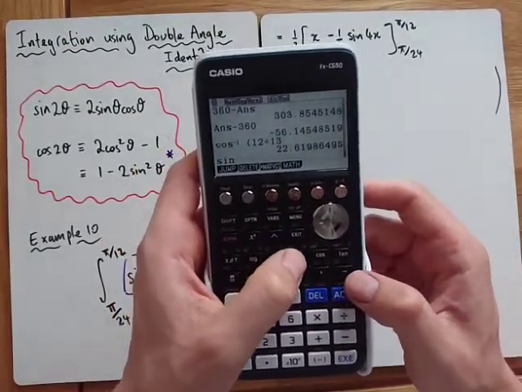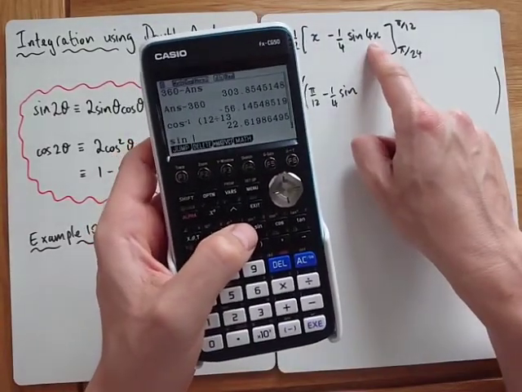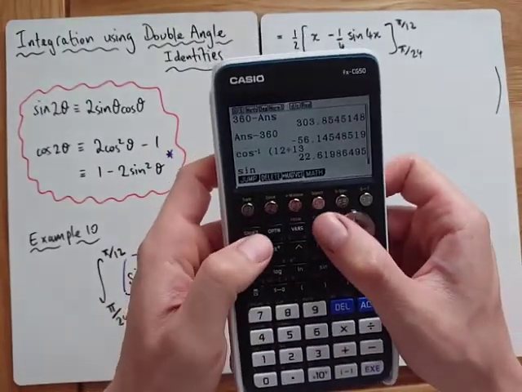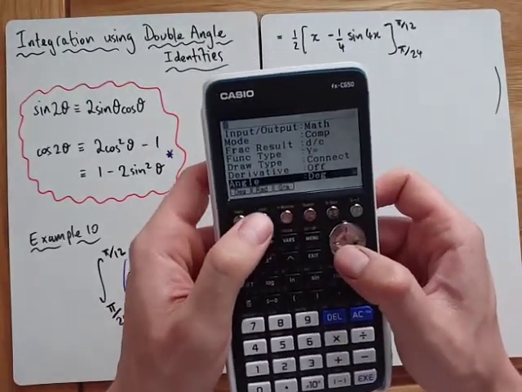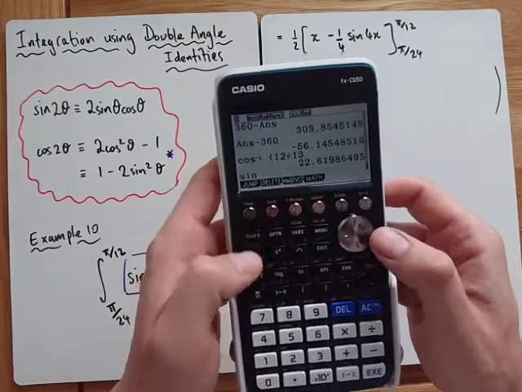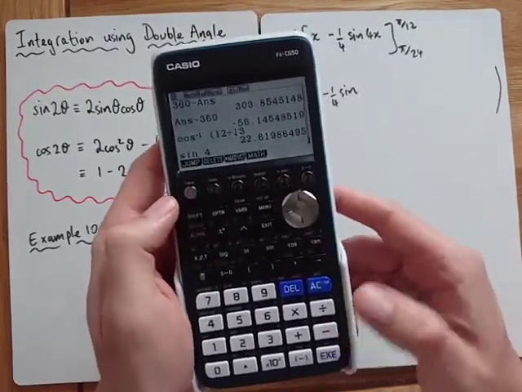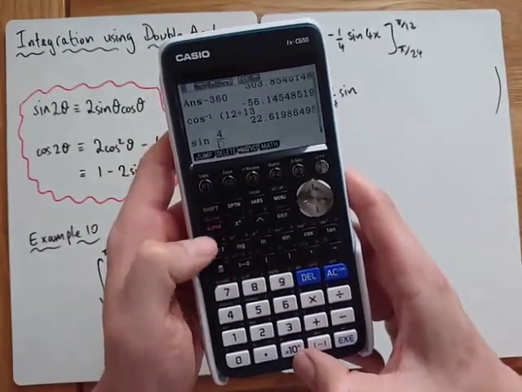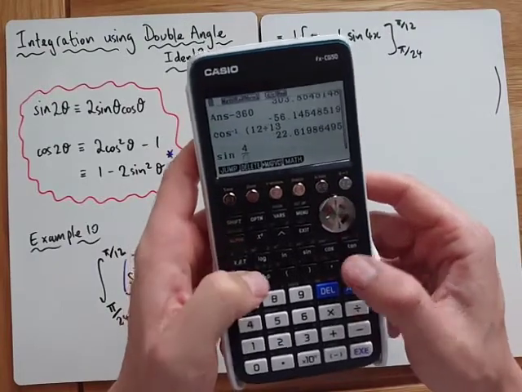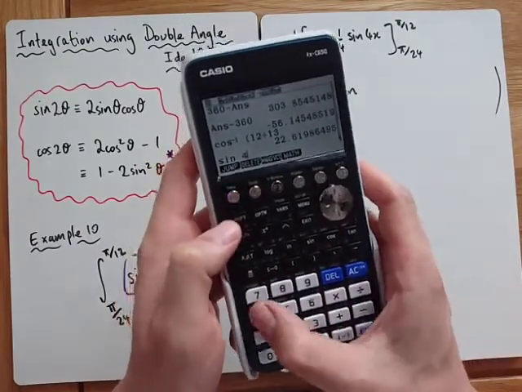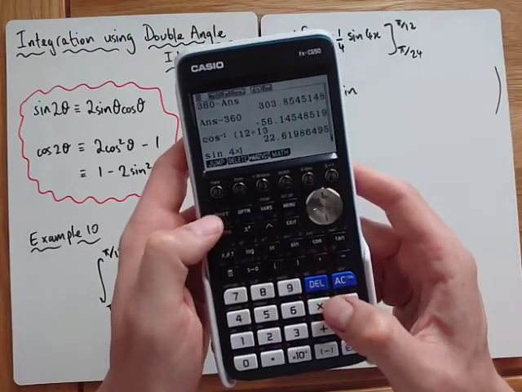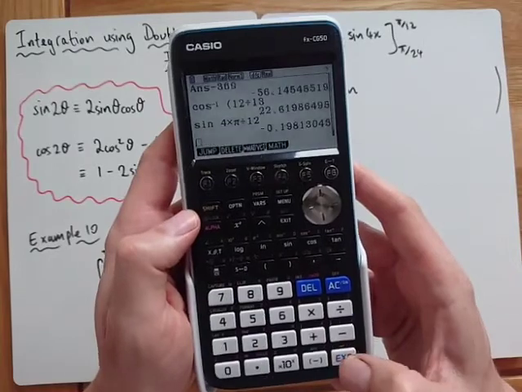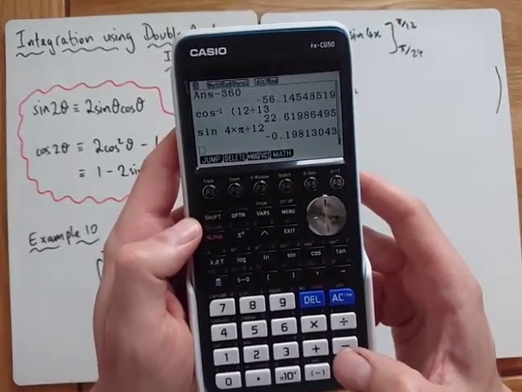We need to do sine of 4 lots of pi over 12. Now, if I type this in, I think it'll actually give us the wrong answer. Let me just check, make sure we're in radians, obviously. Okay, so we need to be in radians. And then I do sine of 4x, which is pi over 12. So 4 times pi divided by 12. Let's just see what that gives us if I type it in like that. Yeah, that's not right.